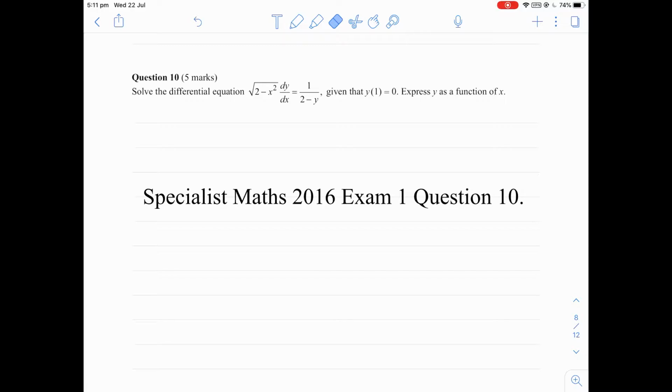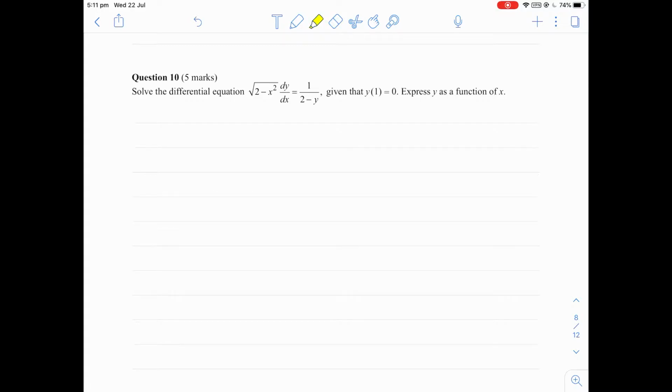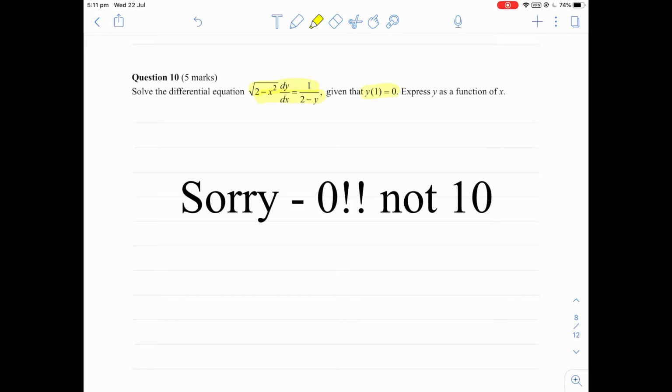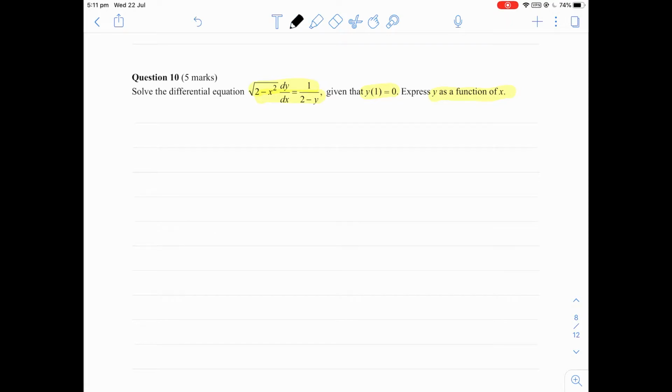So, question 10 goes like this. Solve the differential equation given that y(1) is 0 and express y as a function of x. Okay, so now the differential equation.